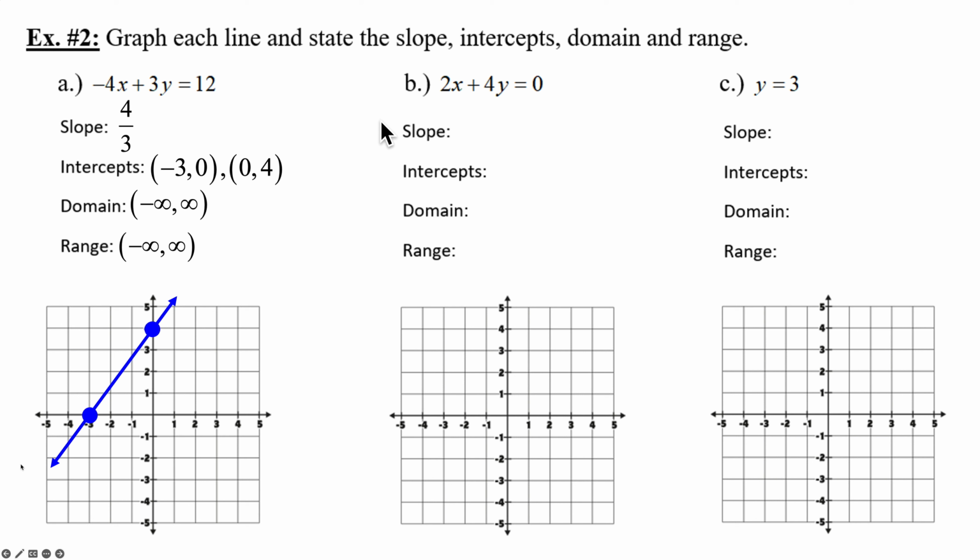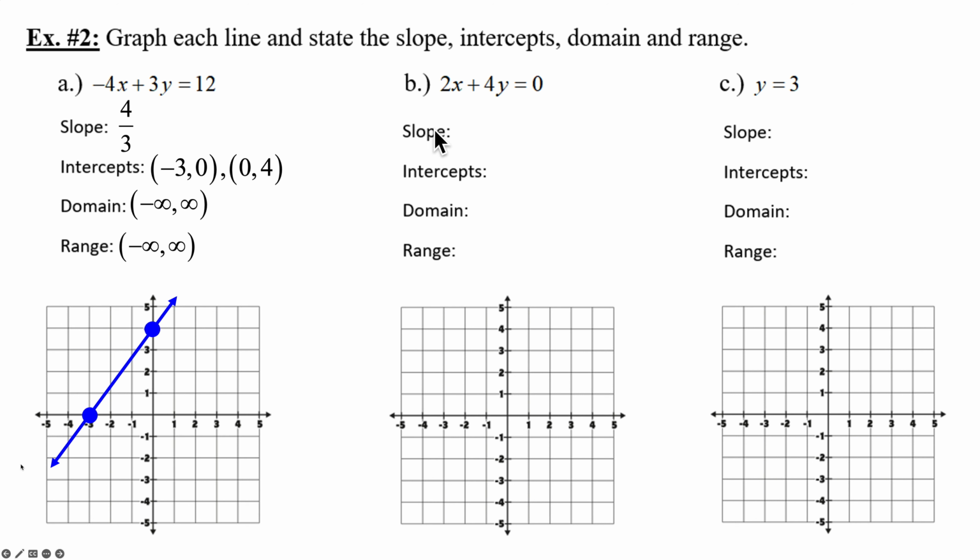Now, B is in standard form, but this time it has a 0 here. So if I tried to think about finding my x-intercept, which would be 0, and my y-intercept, which would be 0, divide by 2, divide by 4 into 0, you would get the origin, 0 and 0. I don't have 2 points.